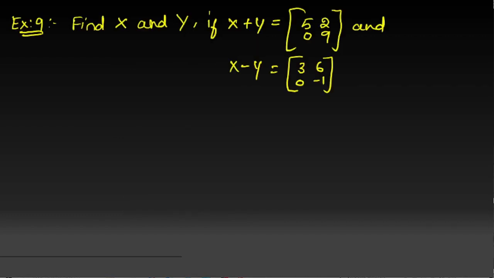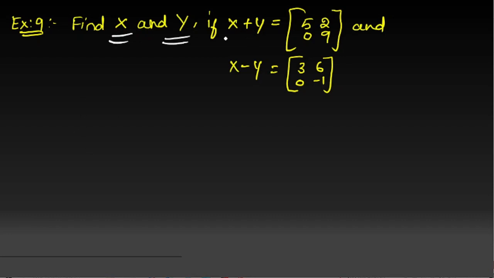So when you see here, you have to find x and y. What are x and y? X and y are matrices here, they are not elements. I'll give you a few seconds to think how you can do this problem. X and y are matrices, you have to find x and y. How can you find the x and y matrices?